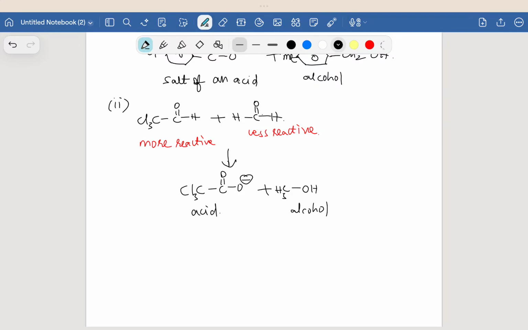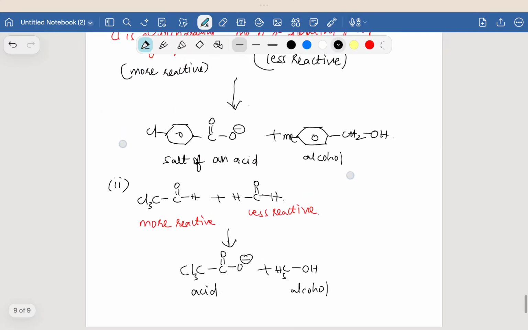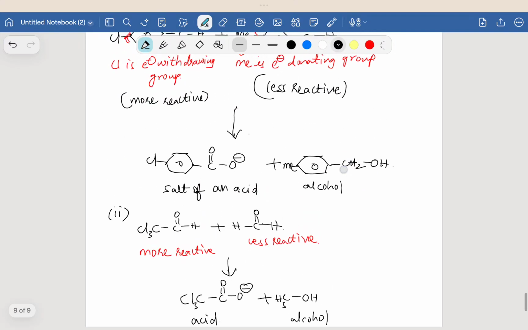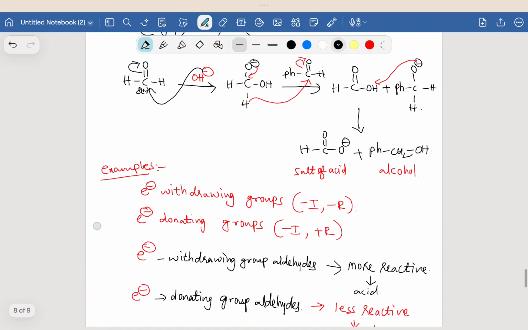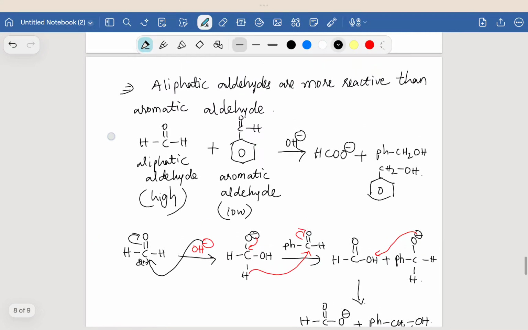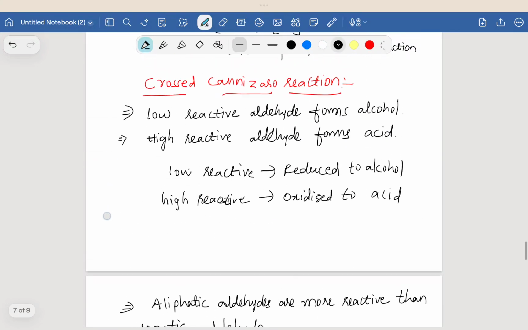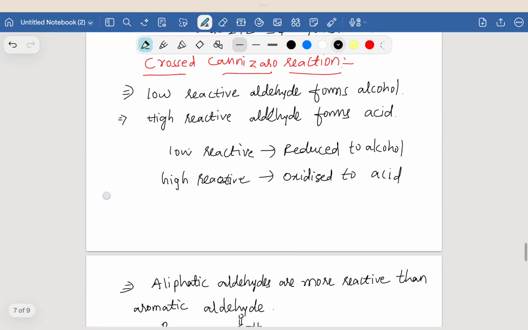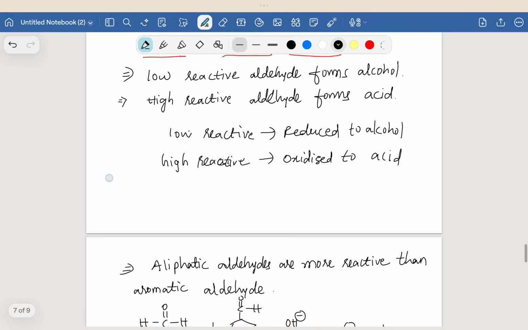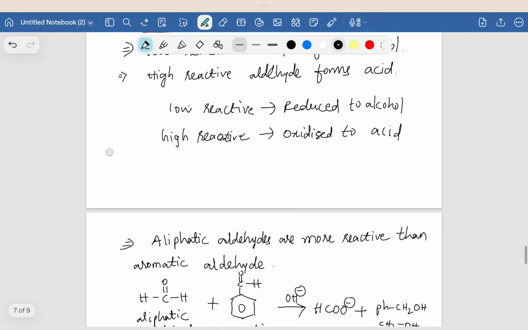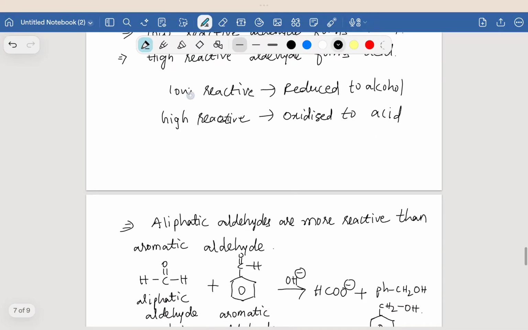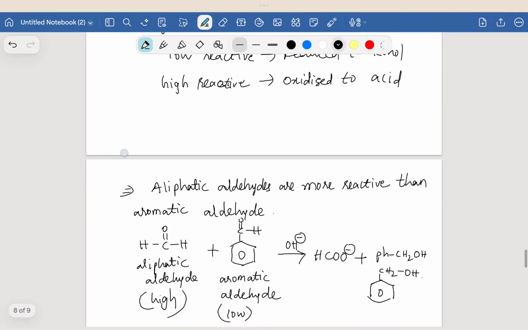We can see so many examples like this. It depends on the reactivity. You got it now? Yes, you might have got it. See, I am explaining again the crossed Cannizzaro example. Before going to crossed Cannizzaro, you should know which aldehyde is less reactive and which aldehyde is more reactive. If you know that, you will get it. Less reactive aldehyde forms alcohol and highly reactive aldehyde forms acid. Low reactive means reduction will take place, and high reactive means oxidation will take place, it forms acid.